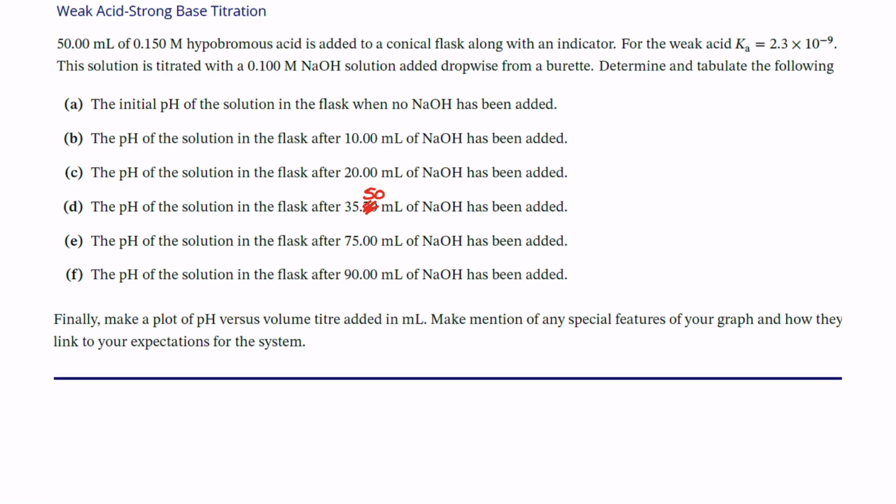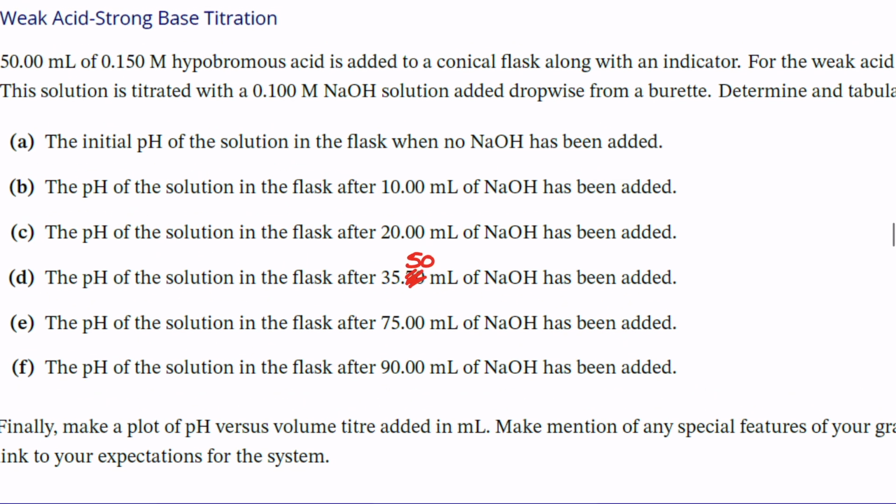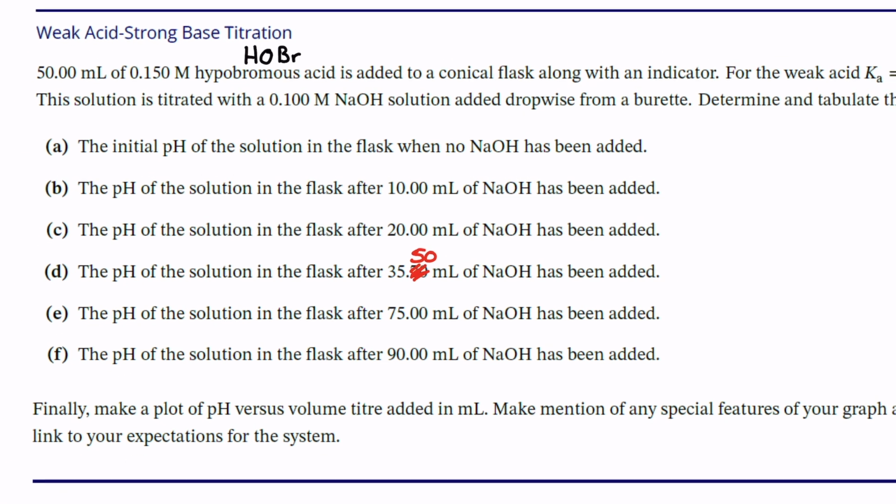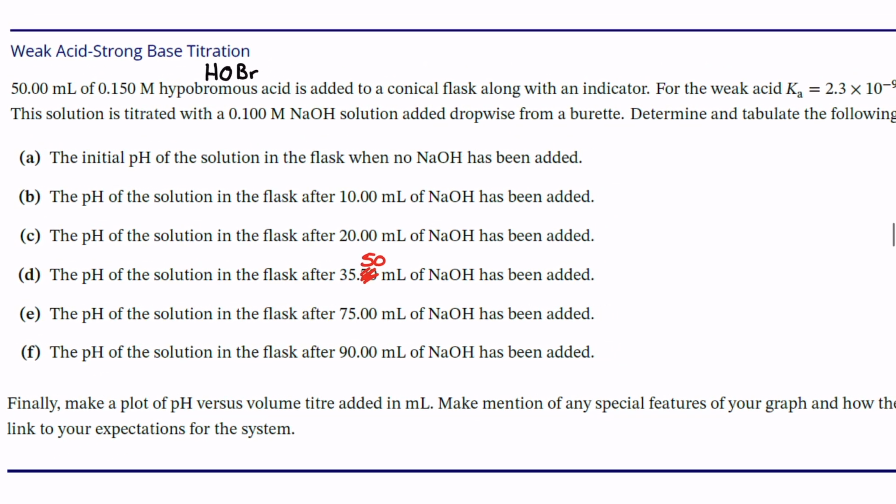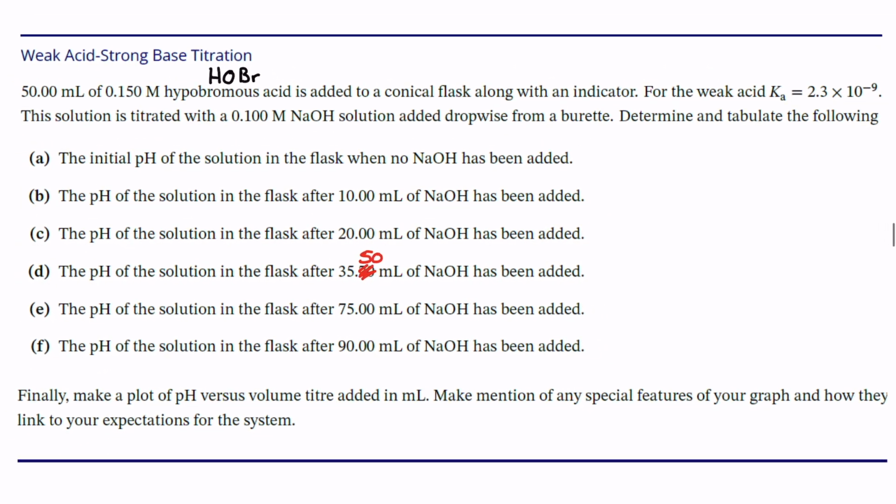Hello everyone, in this video I want to look at a weak acid strong base titration. So we're titrating a weak acid with a strong base, and specifically we're looking at the titration of hypobromous acid, which has the formula HOBr, with NaOH, which is of course a strong base.